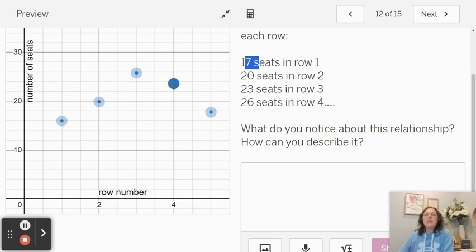Oh, forgive me, these are going by twos. So let me make sure I get them in the right spot. There we go. Row 4 has 26 seats. That would be here.